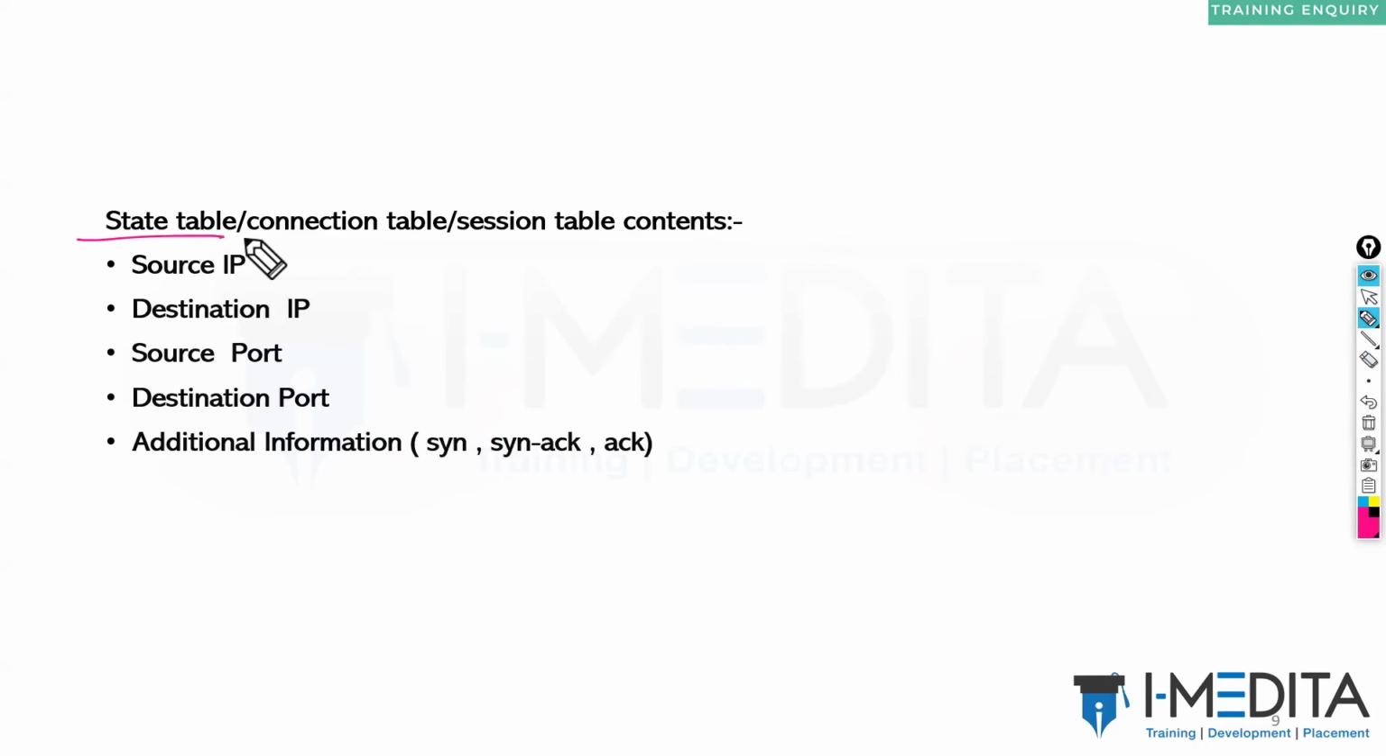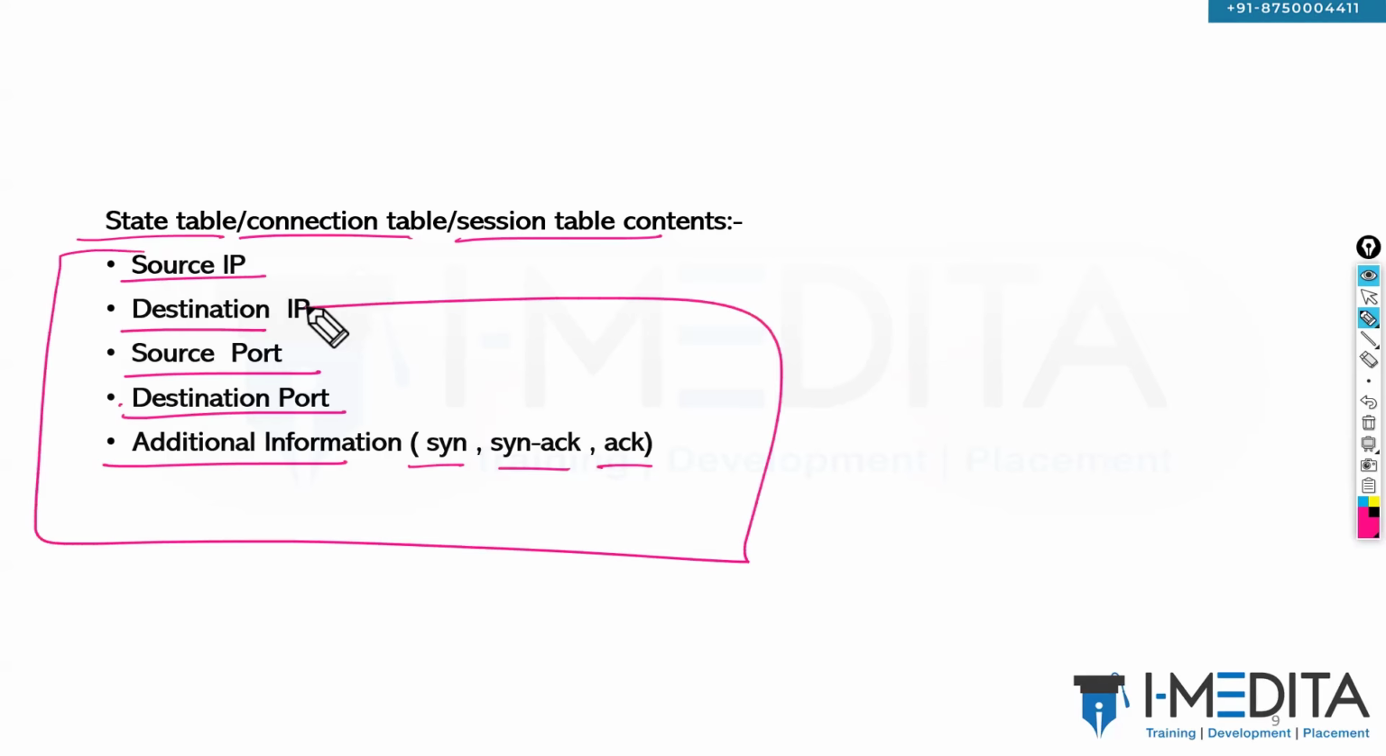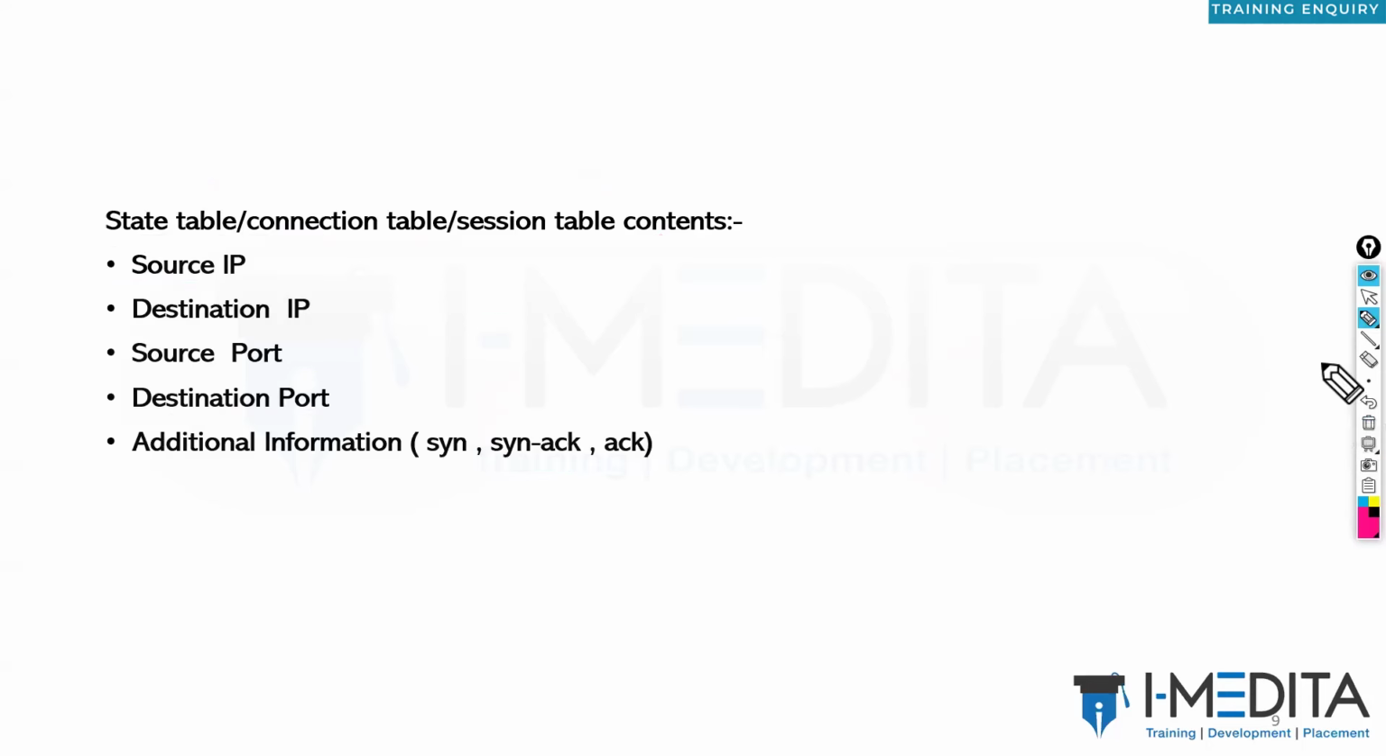This state table is called by different names like state table, connection table, and session table. Its contents can include source IP, destination IP, source port, destination port, and additional information like SYN plus ACK and ACK. Such kind of information can be stored in the state table, connection table, or session table. So this is our third category of firewall.